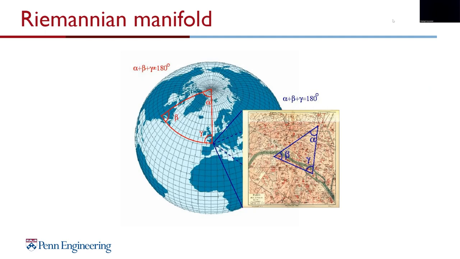So the most important thing in a Riemannian manifold is measuring distance. How are you going to get the shortest distance between two points on the manifold?